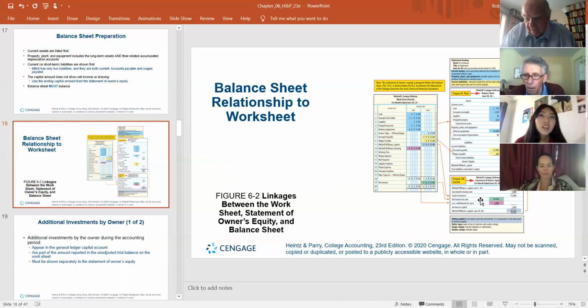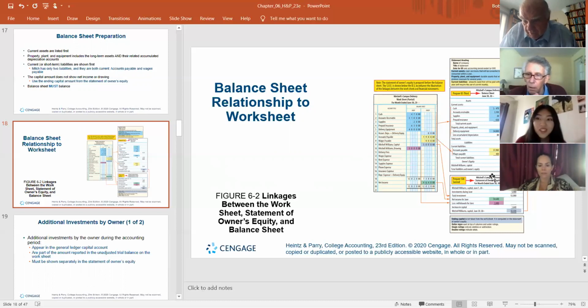We brought over that income number, and he had some withdrawals. That gives us our final equity, which we're now going to use to prepare the balance sheet. So the income statement goes into the equity statement, and we come up with our new final equity or capital. The balance sheet is pretty easy because you're copying everything from the trial balance except one number, and that number is your new capital amount.